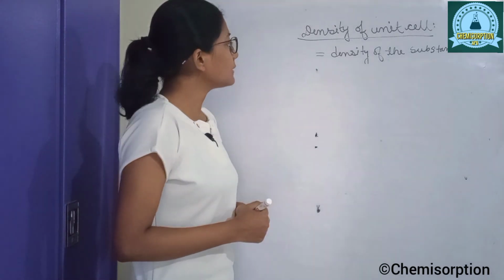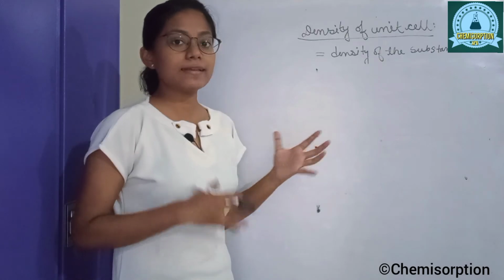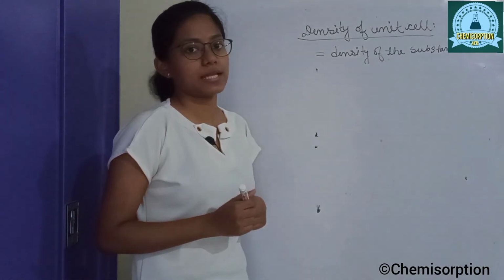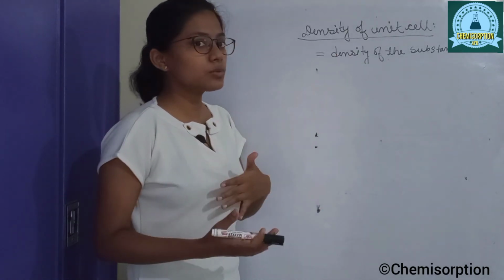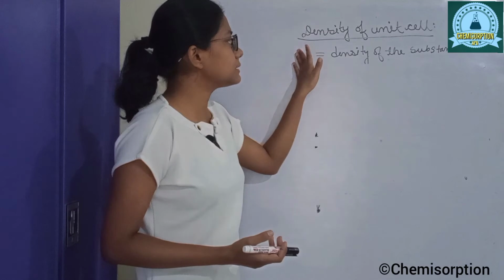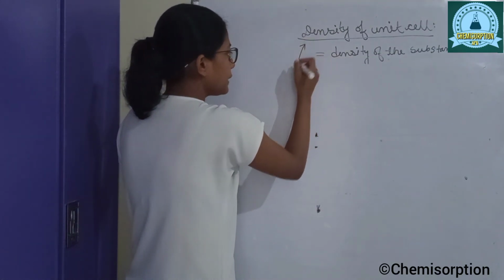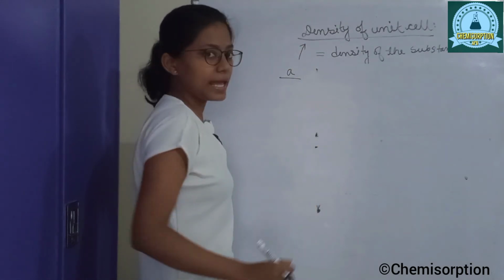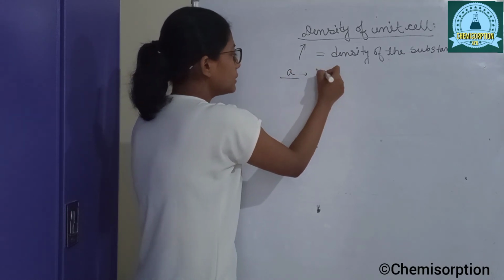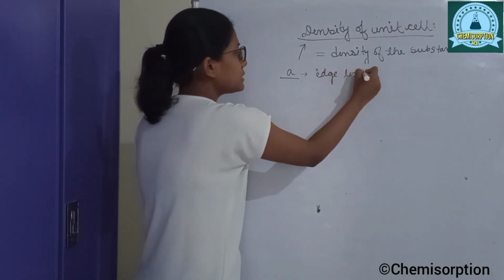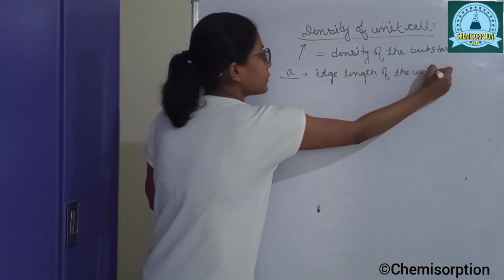Now we will see density of unit cell. So density of the unit cell is equal to density of the substance. So if density of the substance is known, then this also will be the density of the unit cell. The density of the unit cell can be calculated from the edge length a. So we need the edge length of the unit cell, a.